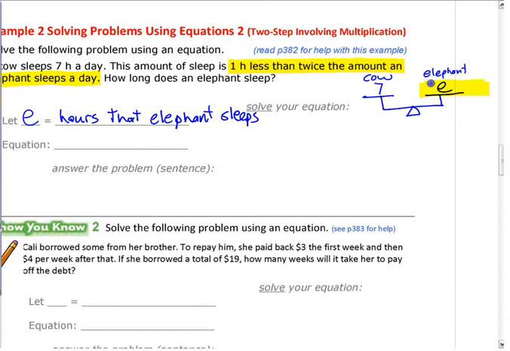So what do I do? How do I write that? 1 less than twice E? 2 times E minus 1. That's your equation right there. 2 times E minus 1 is 7. 2E minus 1 equals 7.